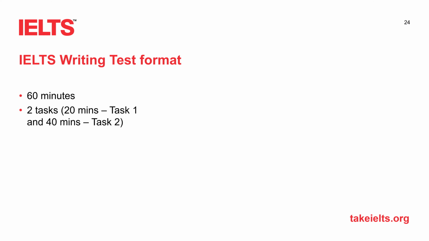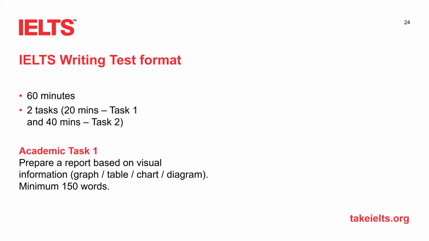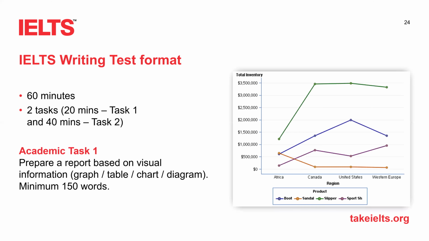Now, in terms of task 1, this is the second point of difference between the academic module and the general training module. In the academic module, in task 1, you will have to prepare a report based on some sort of visual information. So it could be a graph, a table, a chart, or diagram, and you will have to write a minimum of 150 words. Let me show you an example of what the visual information could look like. So you might be given a graph like this, and you have to use the information that you can gather from here and write or prepare a report.